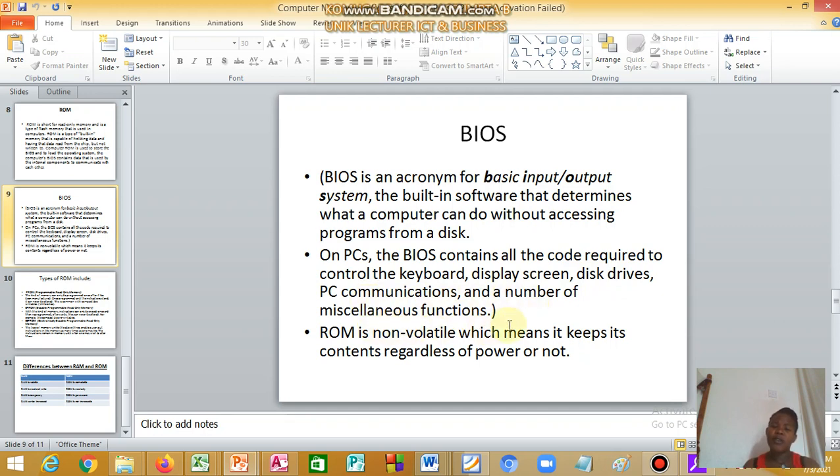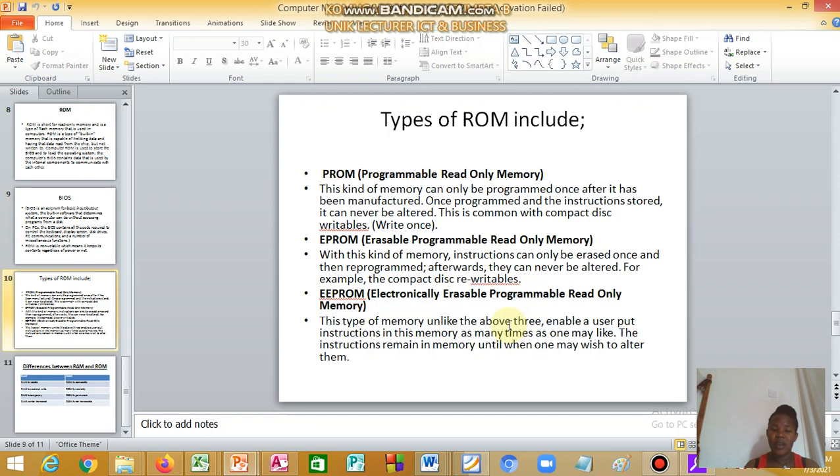So sometimes if your BIOS has a problem, then you find the keyboard is not working, the screen cannot be displayed, because the problem is in the BIOS setup. Read-only memory is non-volatile, which means it keeps its contents regardless of power. Whether power is on or off, its content is intact.